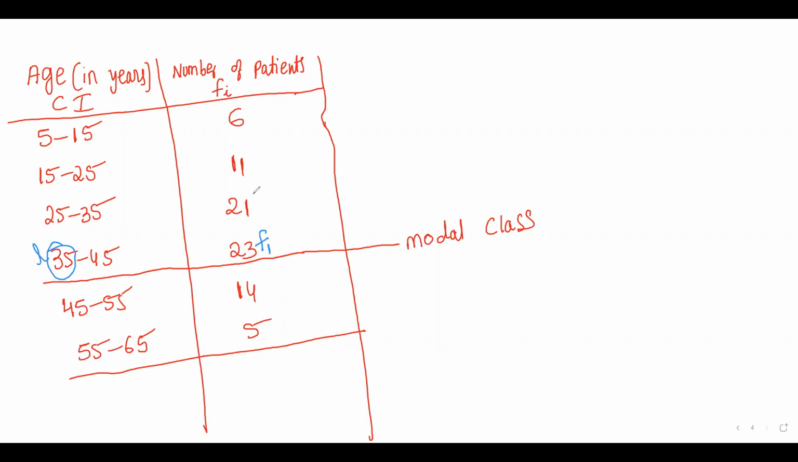Preceding means coming before. F0 is the frequency preceding to modal class. The frequency before the modal class is F0. The frequency after the modal class is F2. Succeeding frequency, succeeding to modal class, is F2. This is preceding, this is succeeding.